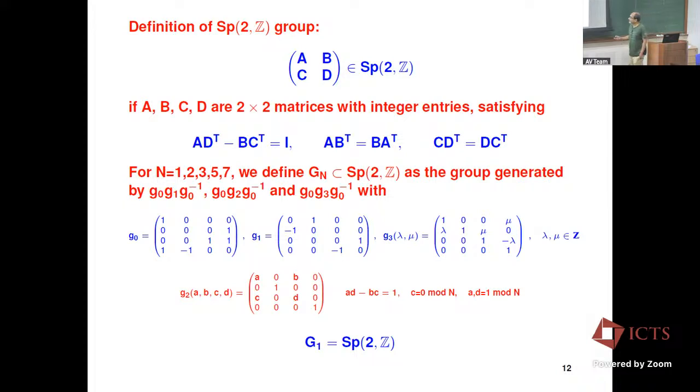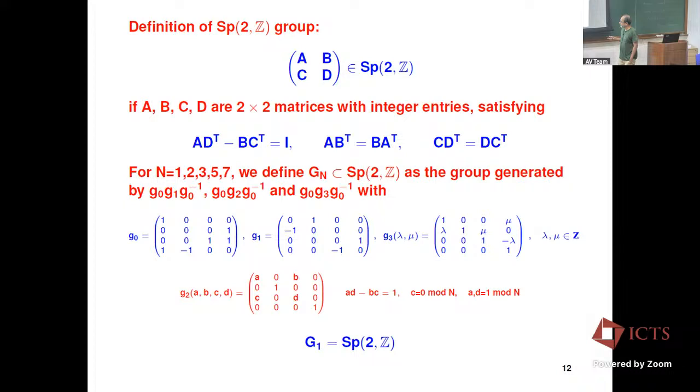Now what we need is not Sp(2,Z), but a subgroup of Sp(2,Z). And this subgroup will be labeled by an integer n, which will take values 1, 2, 3, 5, and 7, all prime numbers. We'll define Gn as a subgroup of Sp(2,Z), as a group generated by three sets of matrices, which I have written here.